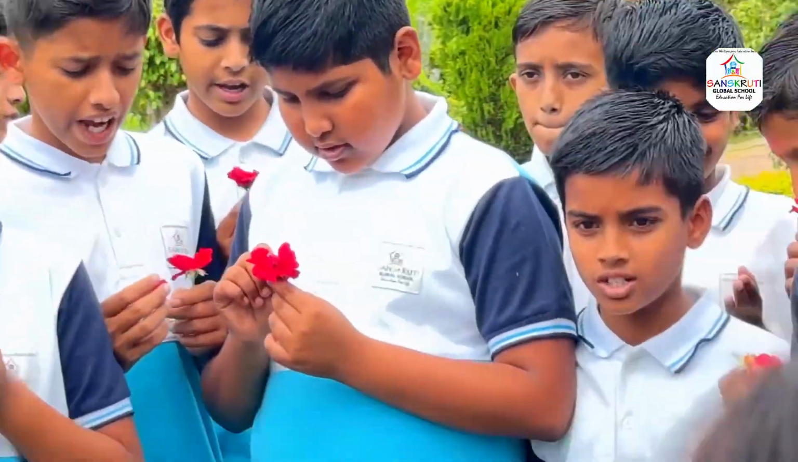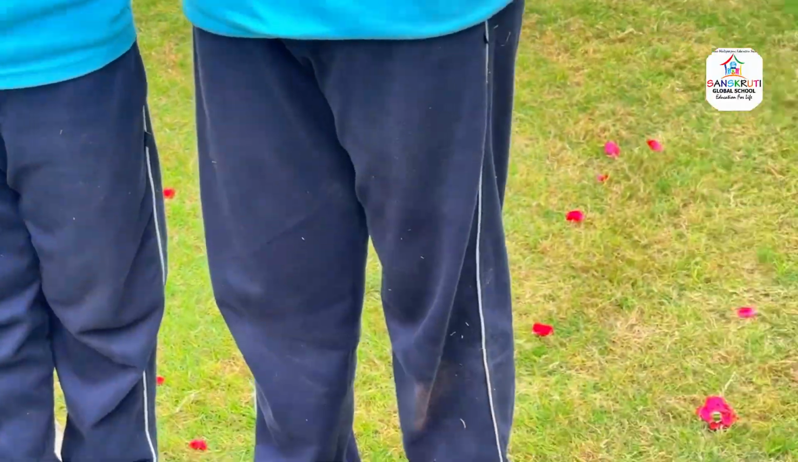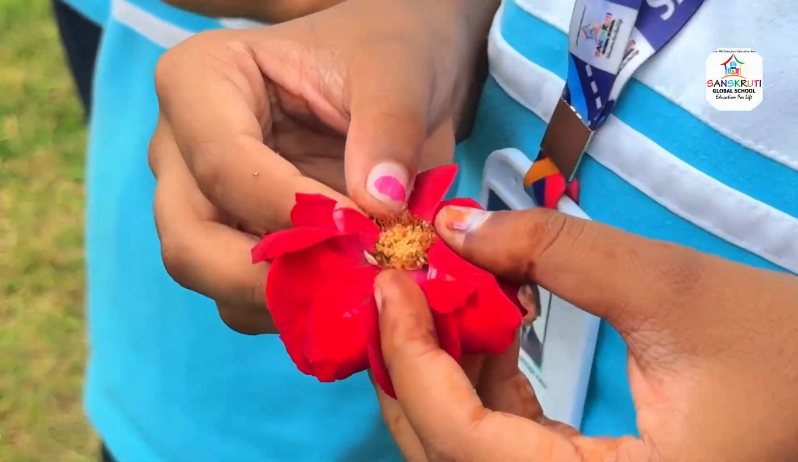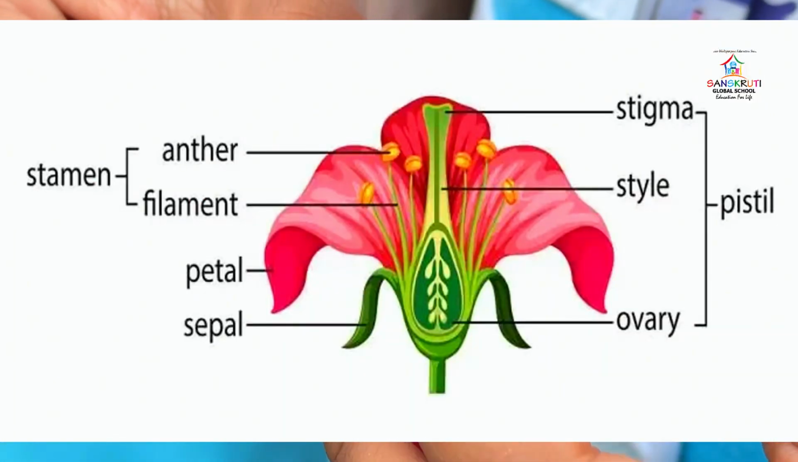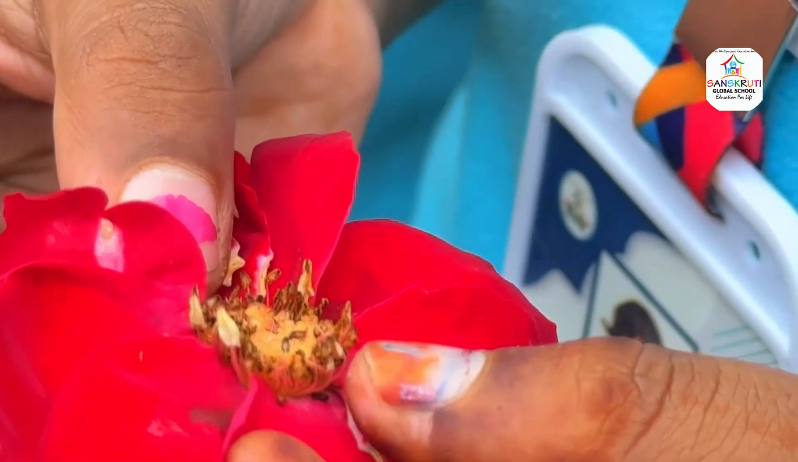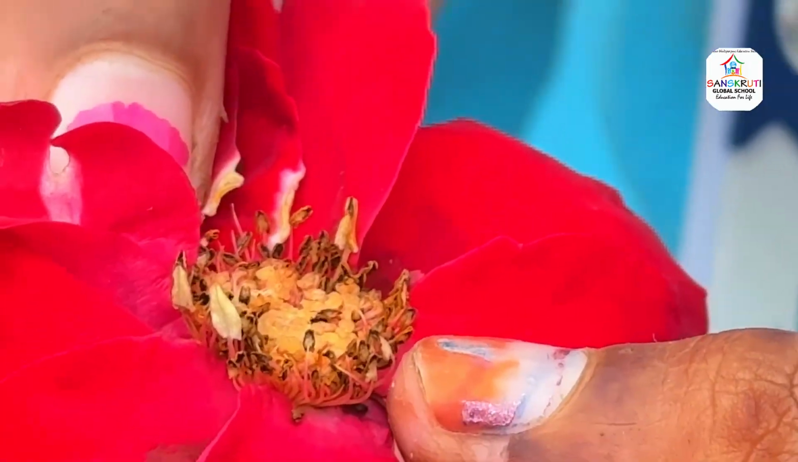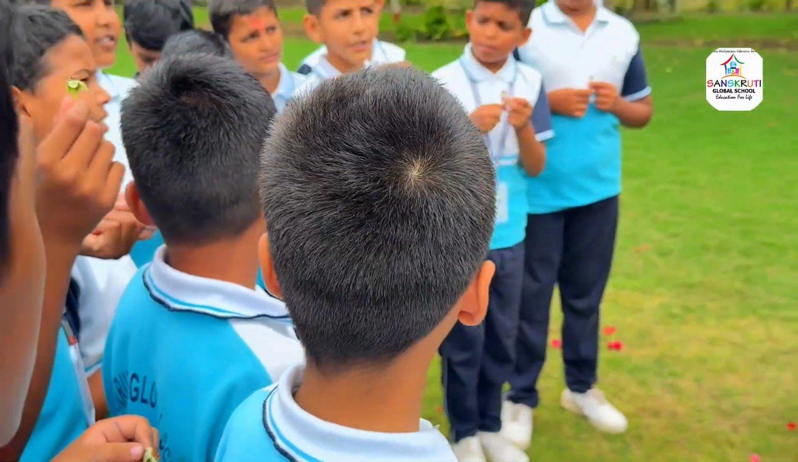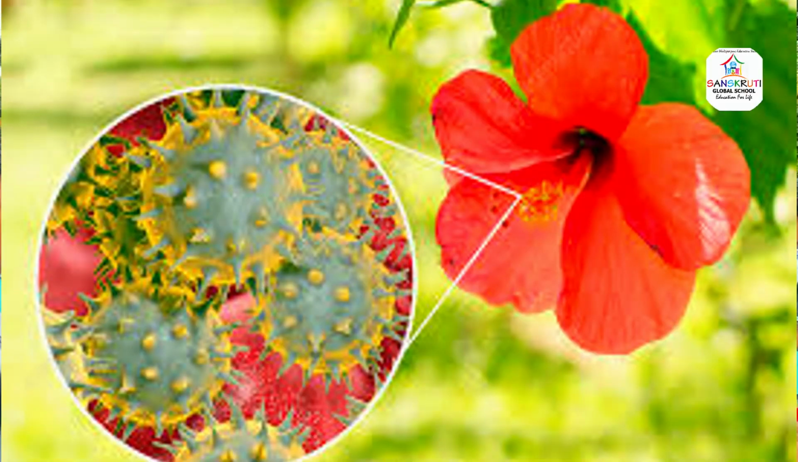The stamen is the male reproductive part of a flower. Can you see the filament and anther on the stamen? Very good. The anther produces pollen grains.